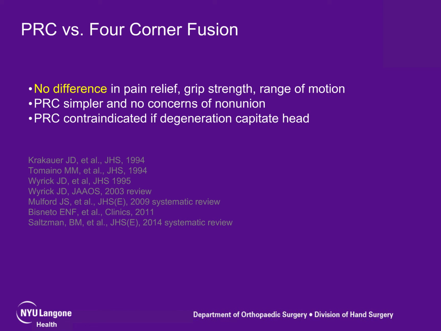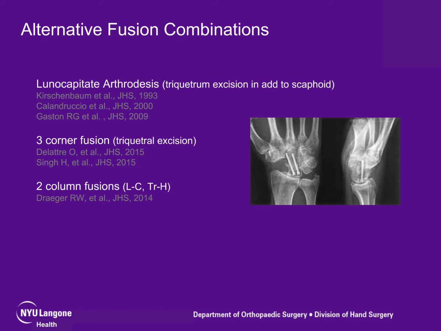all of them seem to indicate that there's really no difference in pain relief, grip strength, range of motion. The PRC is simpler and less concerned about non-union, and the PRC might be contraindicated if there is degeneration of the proximal capitate articular surface. It should be known, however, that there have been some trends noted in these studies that show that the proximal row carpectomy has slightly better range of motion, but that the four-corner fusion has slightly better strength. So it might be a consideration when tailoring your treatment to the patient.